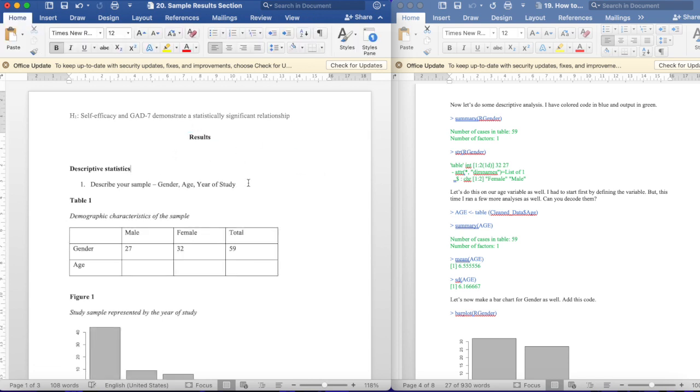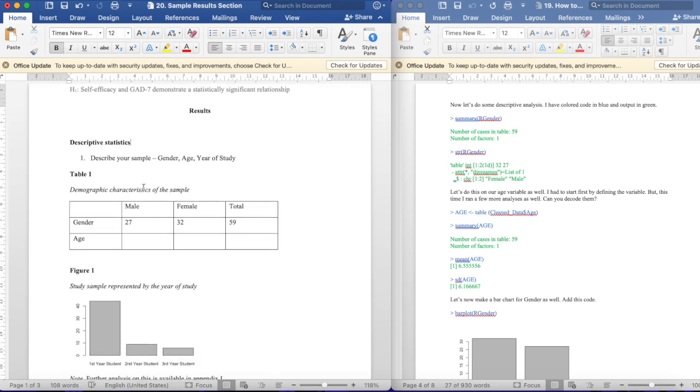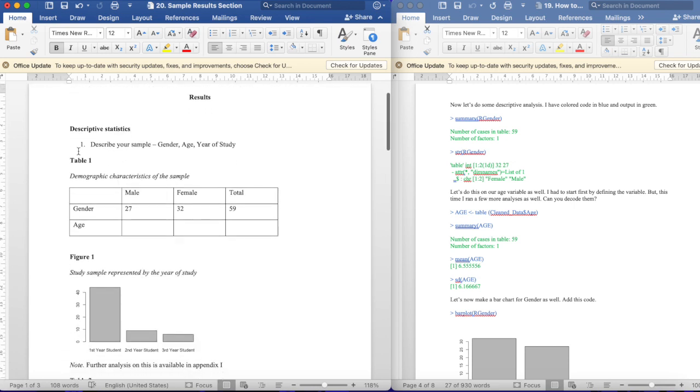Now, this is the results section, and here I am going to demonstrate how exactly I have met this particular requirement. Now, let's think about this. In the results section, I told you now you need to have some descriptive statistics. So what am I going to include in this descriptive statistics under this particular section? Now here I can give some basics about my sample. For example, I have here 59 individuals, of which 27 are male, 32 are female, and I have some information about their age as well.